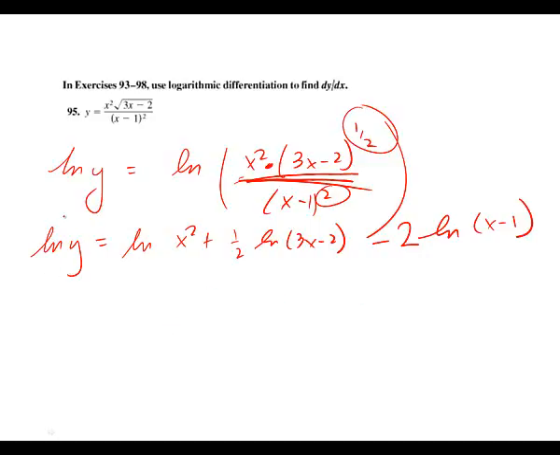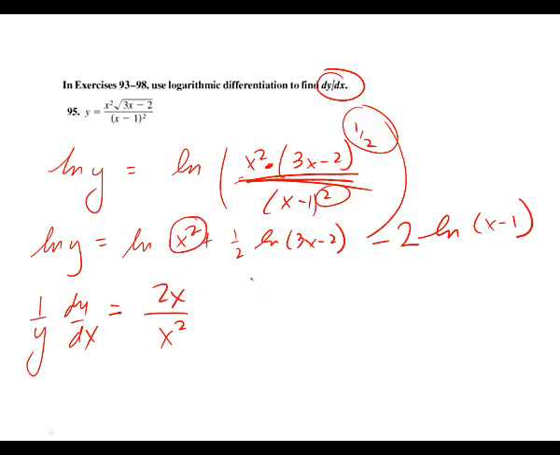What's the derivative of the natural log of y? 1 over y. And notice we always go implicit with this, so dy/dx. All right, the derivative of the natural log of x squared. And then the chain rule is going to give you what? 2x on the top. Good.